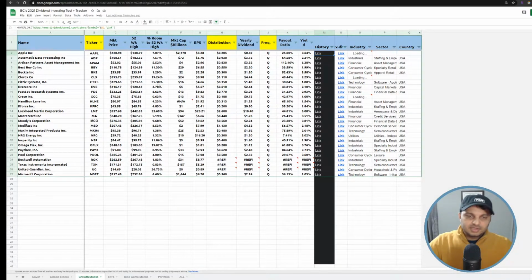So the whole point of me showing you this is you can go to these tabs and pick out a couple of stocks that you find, like, you know what, I want to build a very balanced portfolio. So let me pick some from this tab.